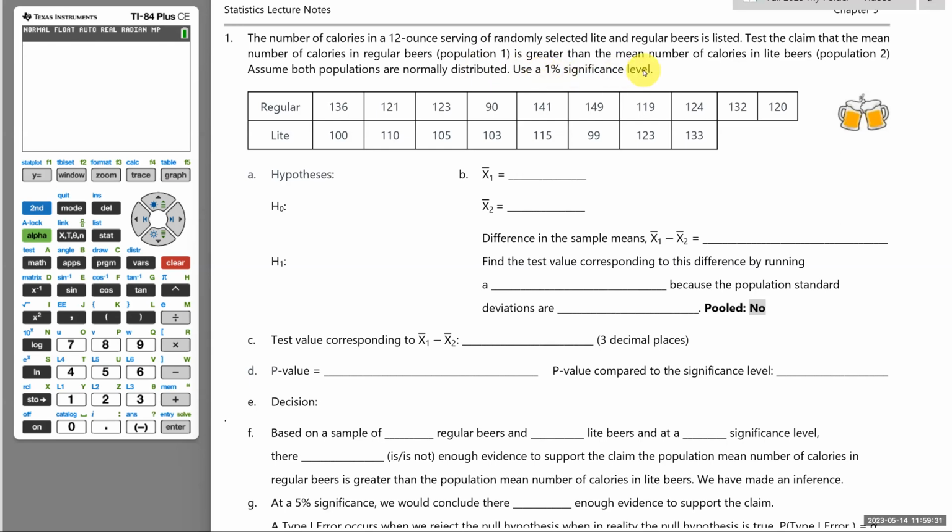All right, so let's start with writing our claim. We would like to test the claim that the mean calories in population 1, regular beers, is greater than the mean calories in the population of light beers. Our null hypothesis will be that they're actually equal. So the mean in regular beers is the same as the mean in light beers.